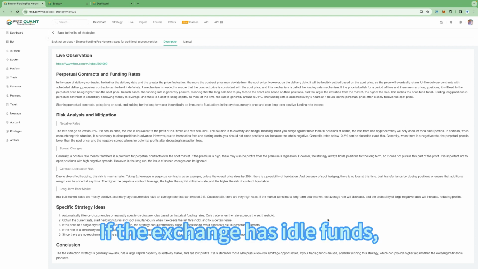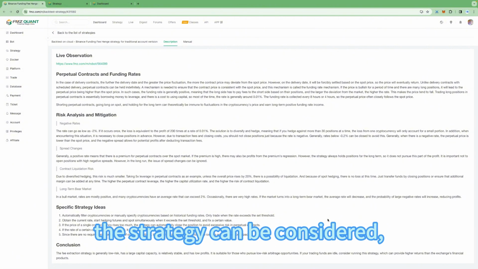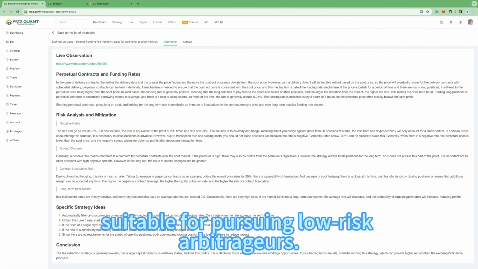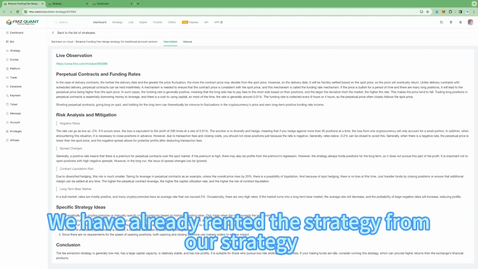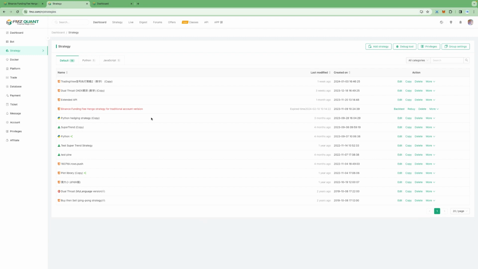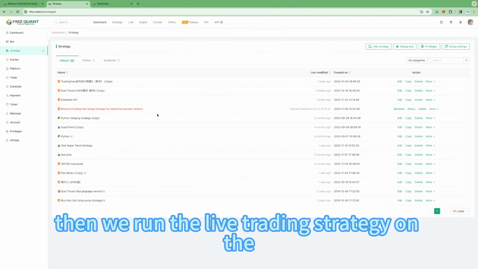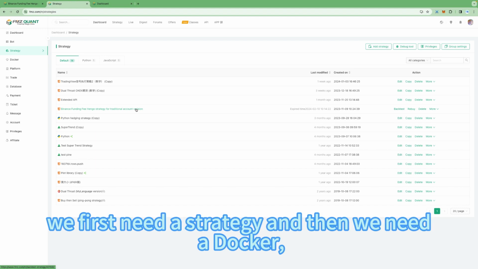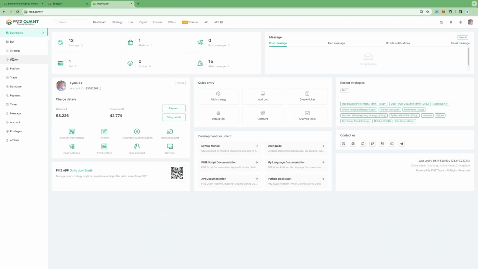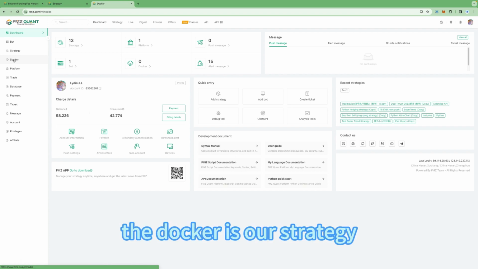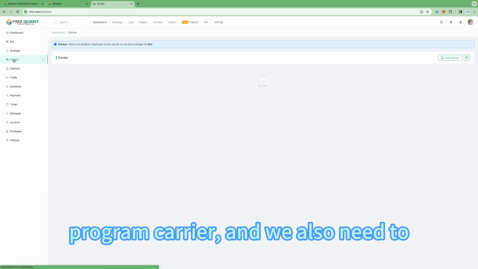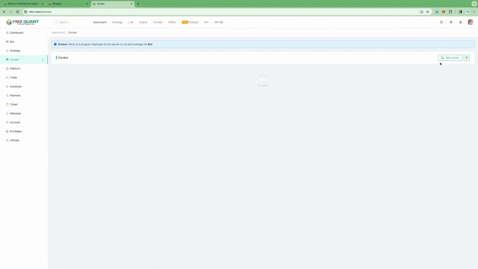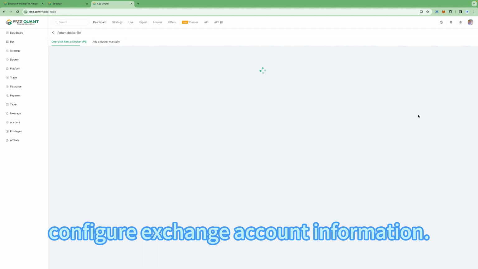If the exchange has idle funds, the strategy can be considered suitable for pursuing low-risk arbitrage. We have already rented the strategy from our strategy library. Then we run the live trading strategy on the FMZ Quant trading platform. We first need a strategy and then we need a Docker. The Docker is our strategy program carrier, and we also need to configure exchange account information.